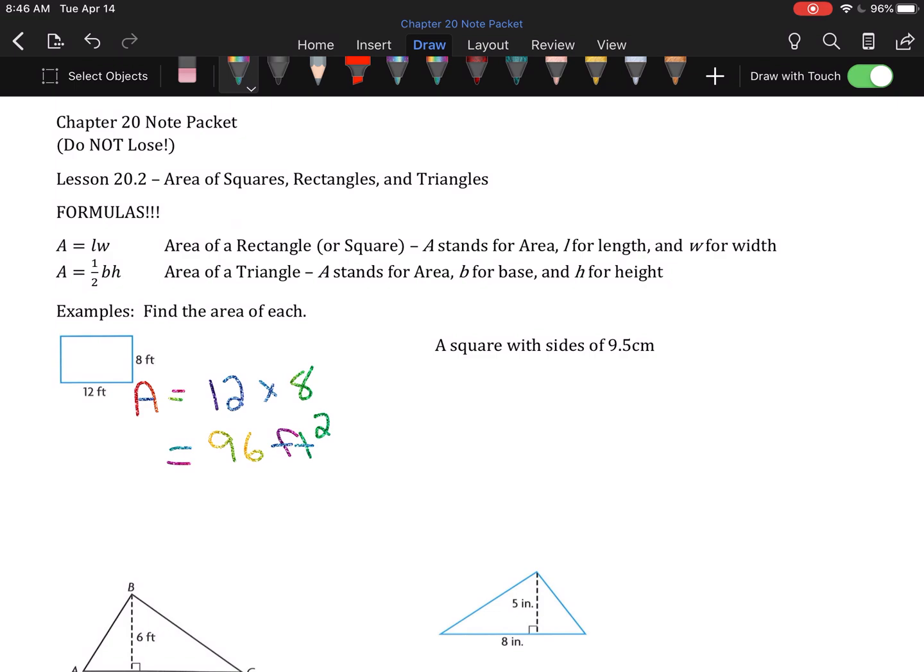A square with sides of 9.5 centimeters. Well, all 4 sides of a square are the same, which means 9.5 is both L and W. It's length and width. So here, the area of this square is going to be 9.5 times 9.5. And I'm going to use a calculator for that because I don't know 9.5 times 9.5 off the top of my head. My calculator is telling me it's 90.25 centimeters squared.